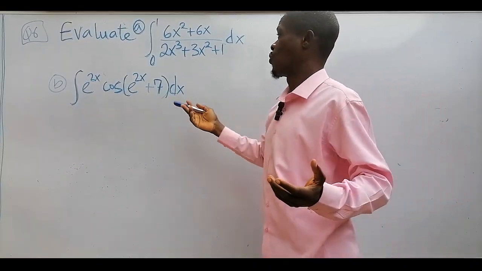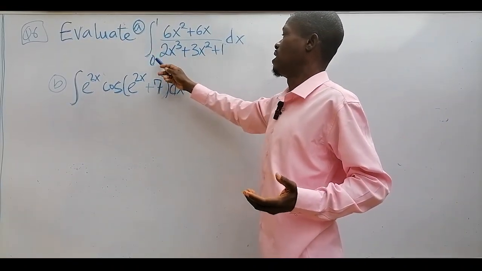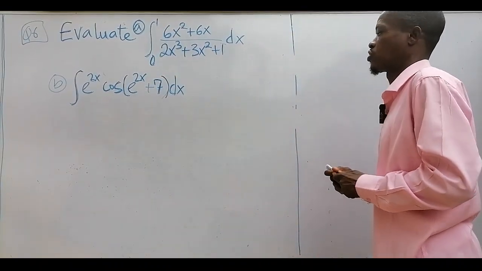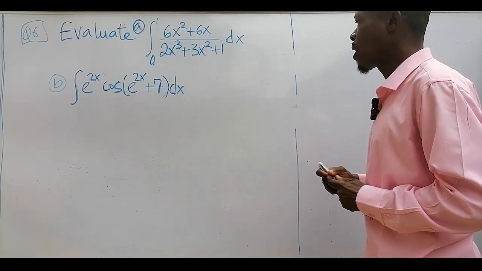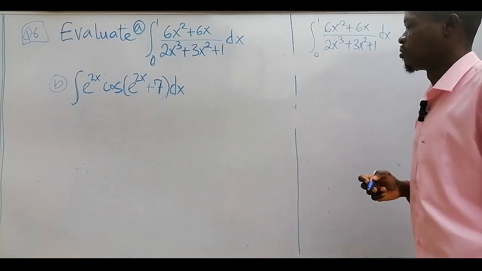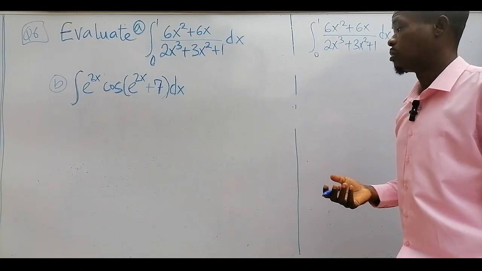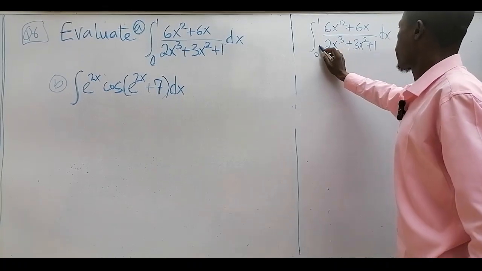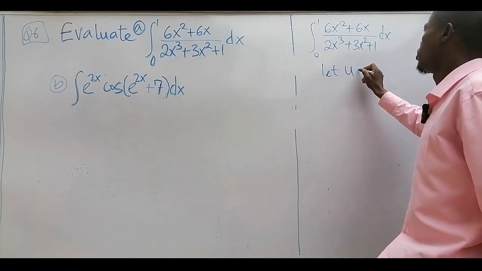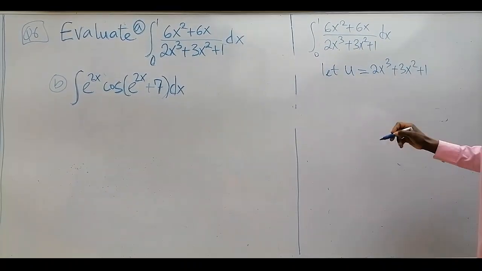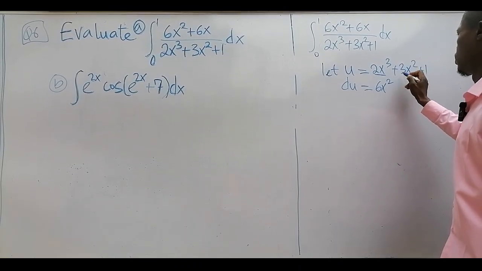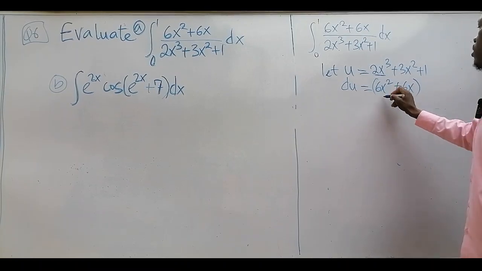Looking at question 6, we have evaluate this integral, from lower limit 0 to upper limit 1, and we have the b part. So let's see the solution to this question. What we're going to do for the a part is use the substitution method, or change of variable. By looking at the more complicated expression and giving it a letter. So let u be equal to this expression. Then we can differentiate that with respect to x, and that will be 6x squared plus 6x.